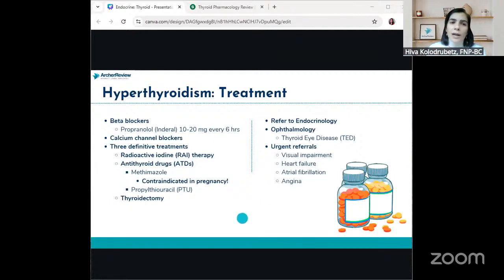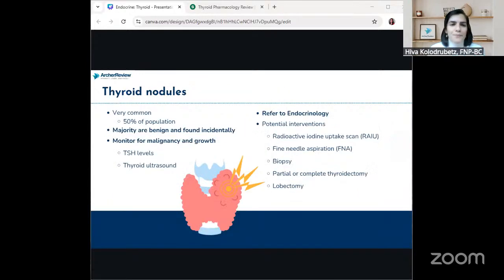But of course, if we're seeing any of those urgent signs or symptoms, visual impairment, signs or symptoms of arrhythmias, heart failure, any of that, those are more acute things that need to be worked up on the inpatient side until we can get things under control.